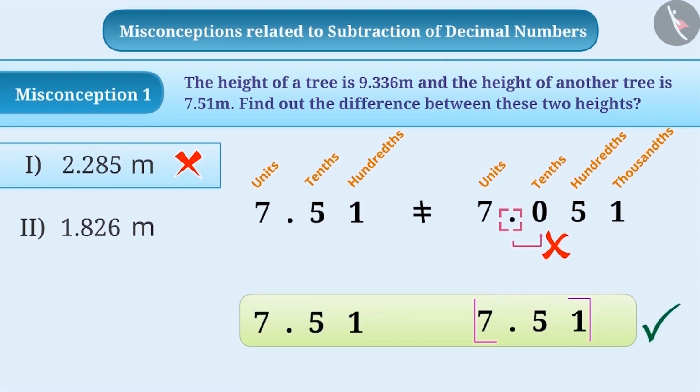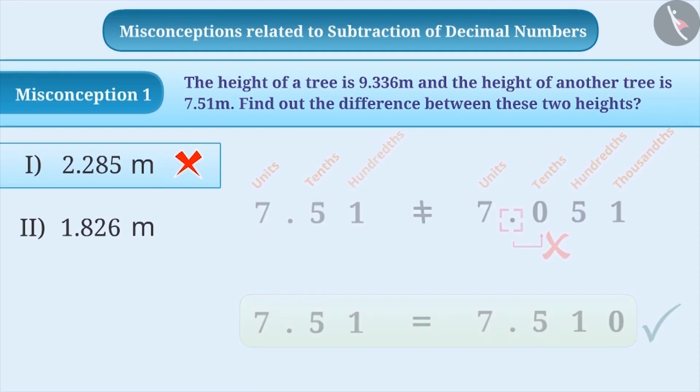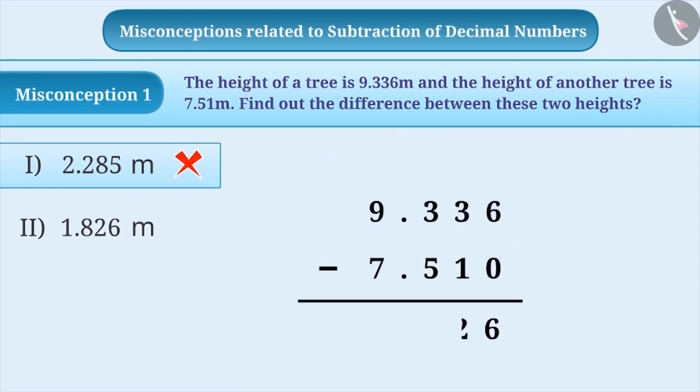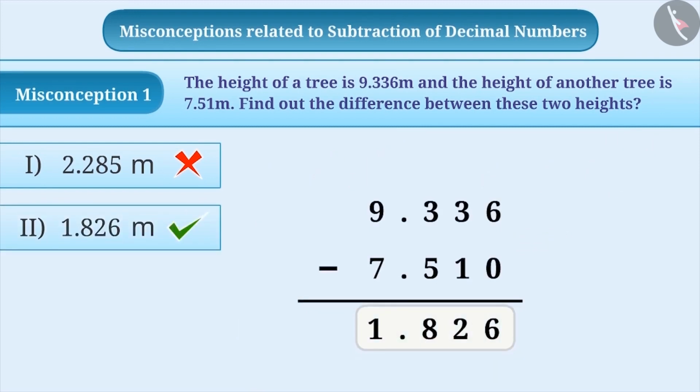The correct understanding is that we have to place 0 after the decimal number, that is, after number 1. So, there will be no change in the value of the number. With this understanding, the correct result of subtraction is found as 1.826 meter, which is option 2.